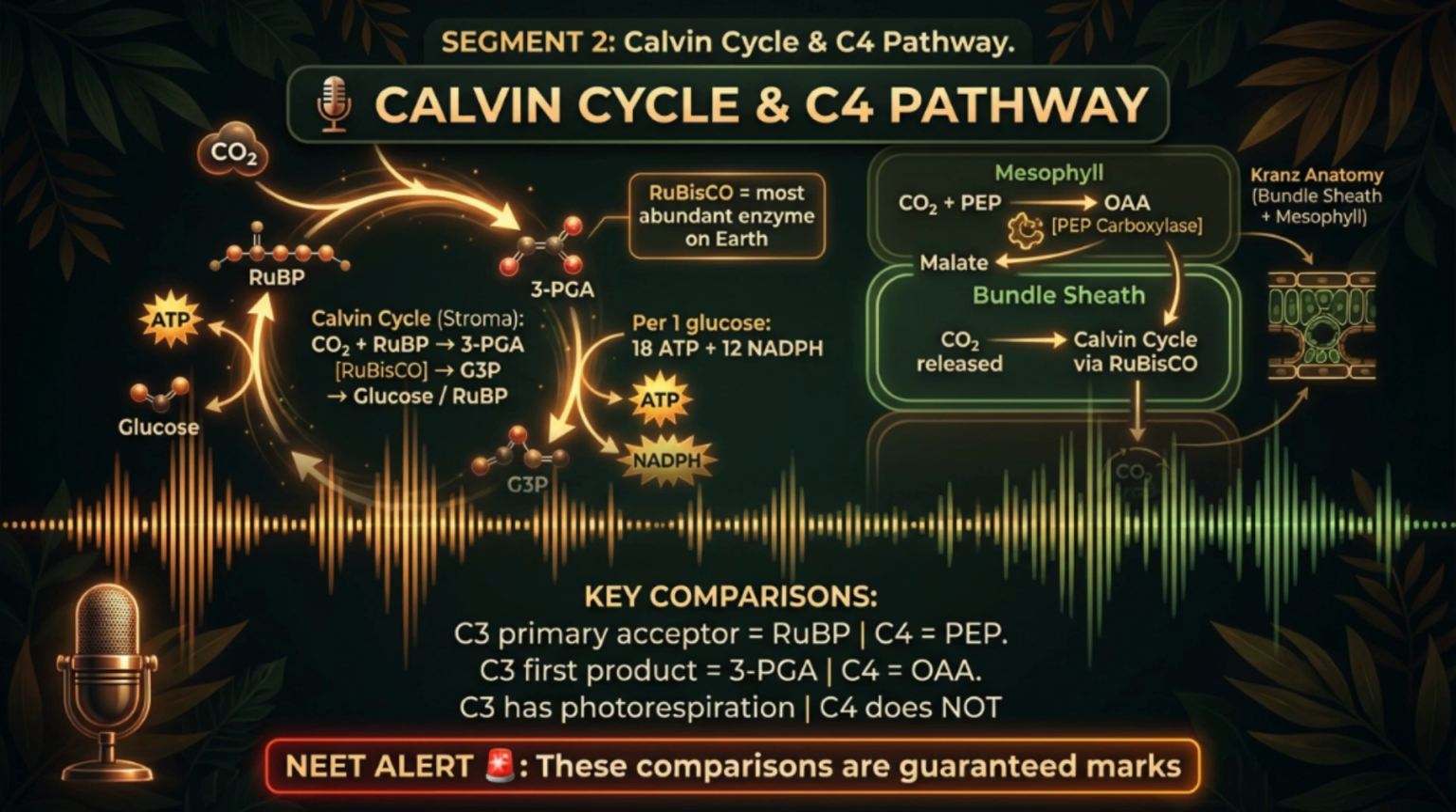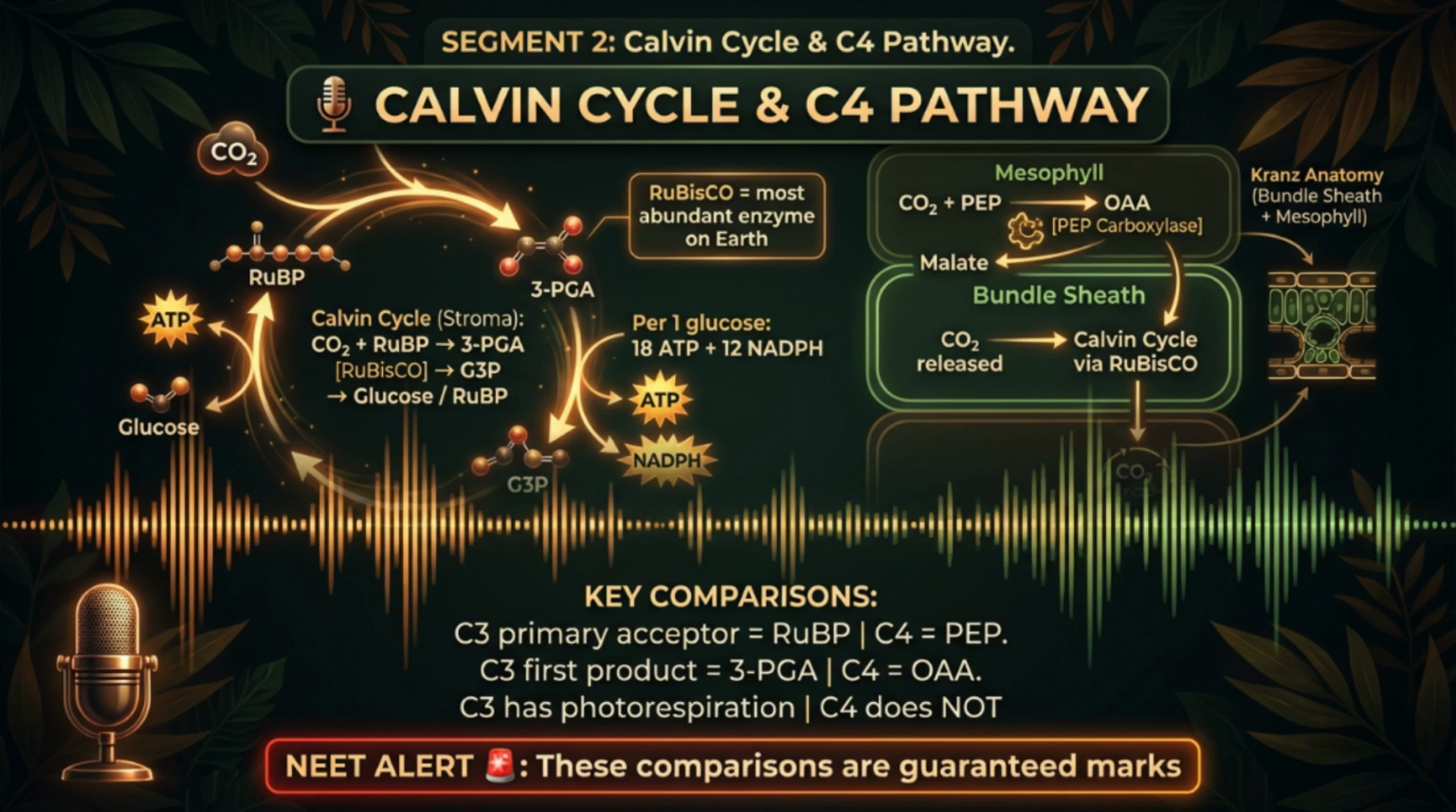Second, reduction. These 3-PGA molecules are reduced to G3P, glyceraldehyde 3-phosphate, using ATP and NADPH from the light reactions. Some G3P goes on to form glucose. The rest is used for regeneration.